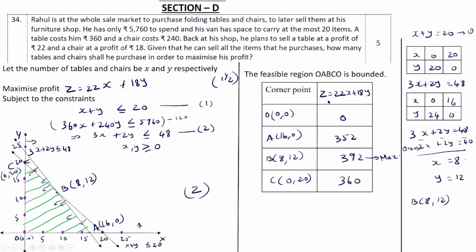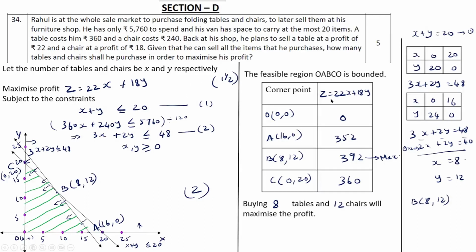So we can see that the maximum value of z, 392, occurs at the corner point B (8, 12). So here x equal to 8 and y equal to 12 will maximize the profit z. So the result is buying 8 tables and 12 chairs will maximize the profit. So this is what we have to find: how many tables and chairs shall he purchase in order to maximize his profit? If he purchases 8 tables and 12 chairs, his profit will be maximized.